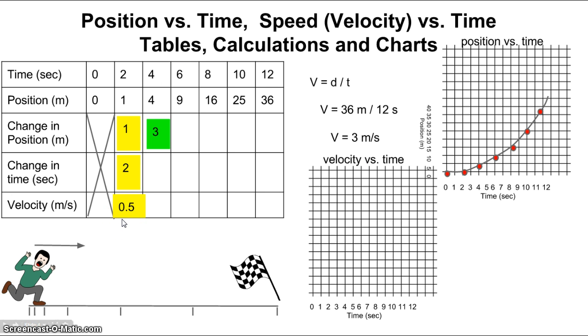Let's take a look at the next interval. I went from 1 meter to 4 meters. That was a distance of 3 meters, and that took me 2 seconds. So over that interval, my average speed was 1.5 meters per second. Another way we can think of that is my current position is 4 meters, I subtract 1 meter, my starting position at that time interval, and I get 3. Let's go ahead and fill out the rest of that table.